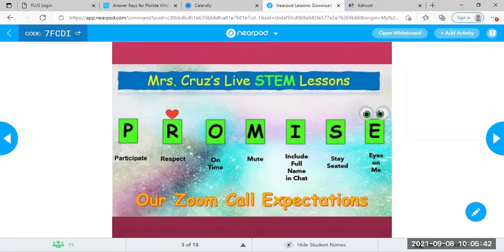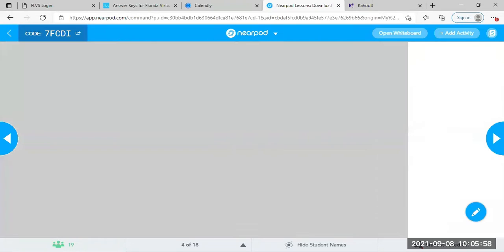And then I is change your name in the chat or in the Zoom if you can. If you can't, don't worry about it. S is for stay seated, unless I tell you to get up and move around. And E is for keep your eyes on me. Keep your eyes on the screen. There's going to be a lot happening.